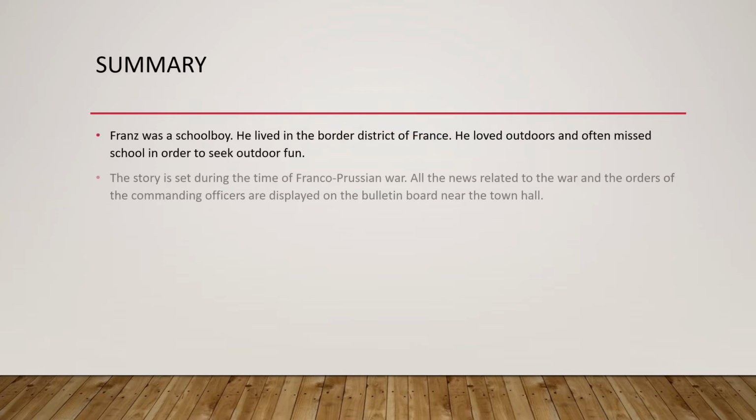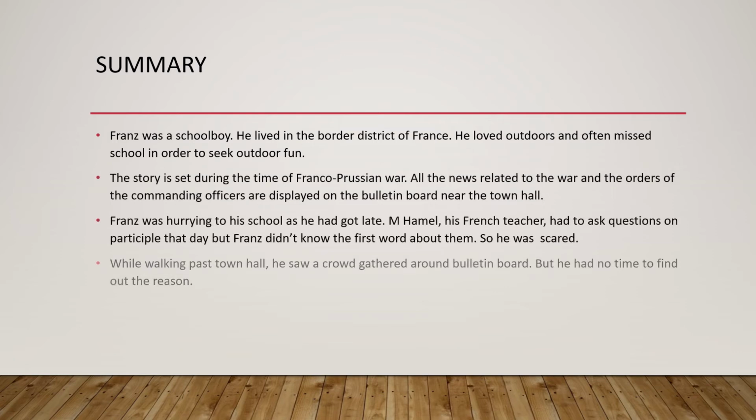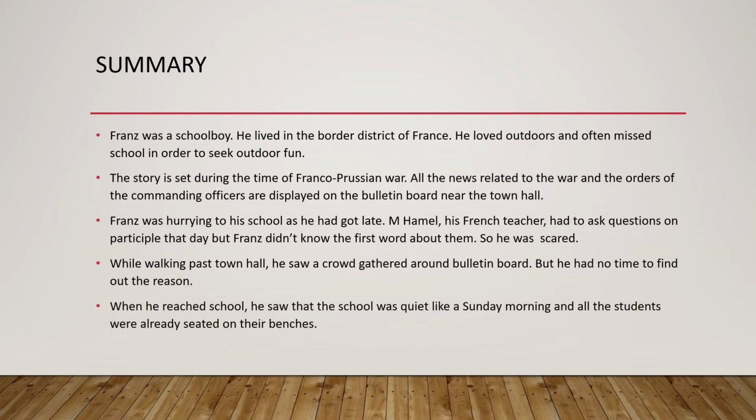The story begins with Franz. The story is narrated by him, so he is the person through whose eyes we see the events of the story. He was a schoolboy who lived in the district of Alsace. He loved outdoors more than going to school, and as we have already discussed, the story is set during the Franco-Prussian War, so all the news related to the war and the orders issued by the commanding officers used to be displayed on the bulletin board near the town hall.